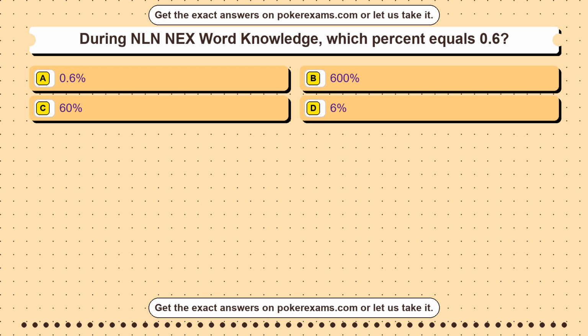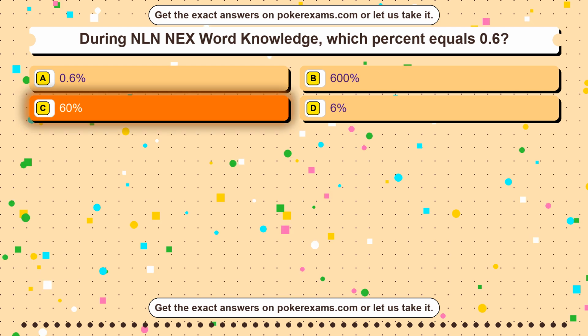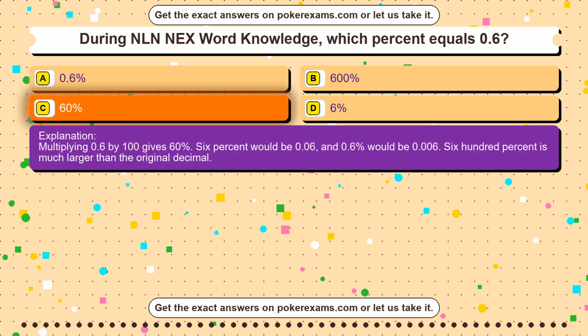Question 31. During NLN NEX Word Knowledge, which percent equals 0.6? Option A, 0.6%. Option B, 600%. Option C, 60%. Option D, 6%. The correct answer is option C, 60%. Multiplying 0.6 by 100 gives 60%. 6% would be 0.06, and 0.6% would be 0.006. 600% is much larger than the original decimal.